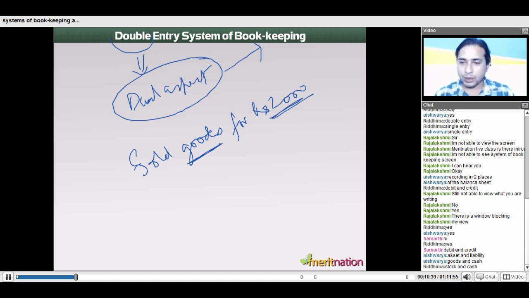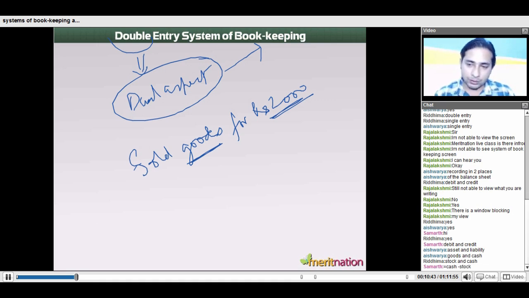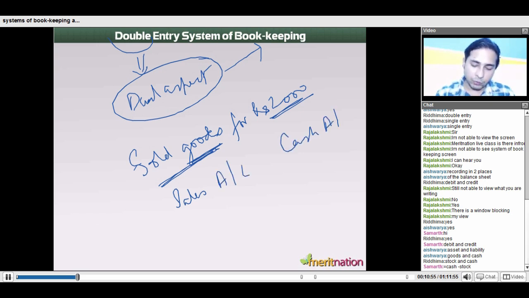Both of you are right, Aishwarya and Ridhima. However, when we sell goods, it is not goods account. We don't have any goods account. We have sales account. Sales account and cash account. The second one, you were right for the second one. So these are the two accounts that are getting affected here.